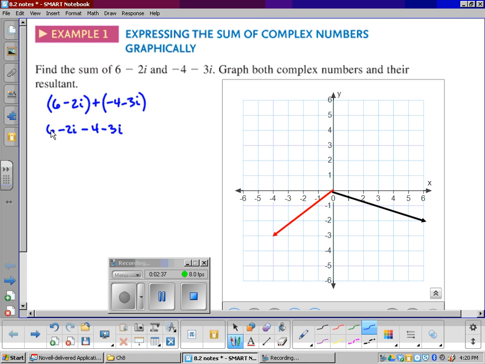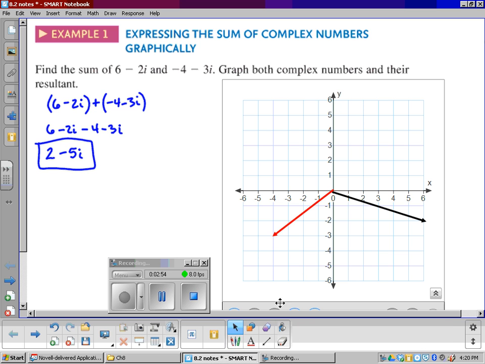Now I can collect my real parts and combine them. 6 minus 4 is 2. And I collect the imaginary parts, -2i and -3i, and that gives me a total of -5i. So this is the sum of those two complex imaginary numbers, and that's called the resultant.